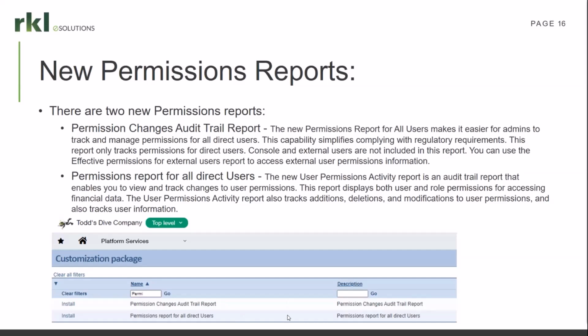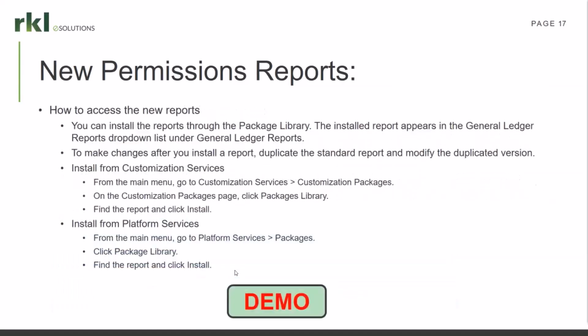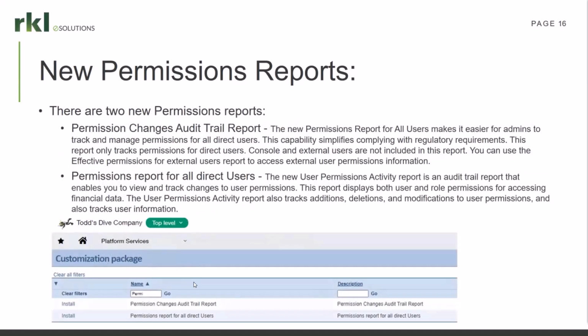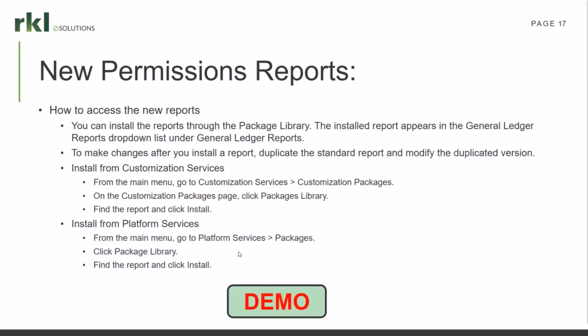In order to enable those, you'll need to go to the platform services or customization services. If you do not have that, you'll want to go to the custom applications section, and then look in the library for the packages, and then you can install those. I do have a video of us doing those on here, but I wanted to show you step by step how to do that.